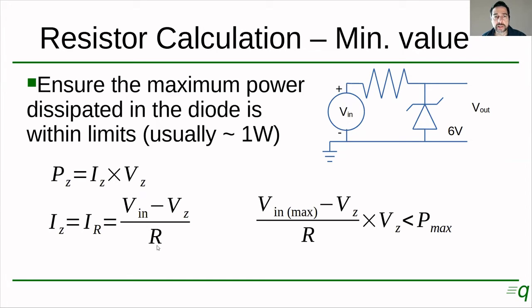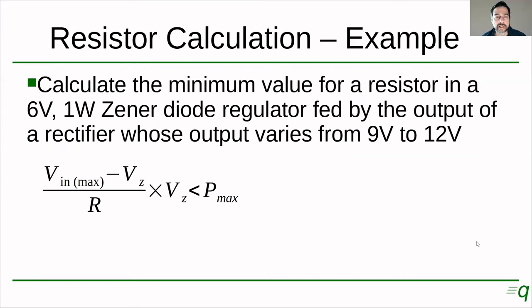And substituting this current into the power equation, we end up that the maximum input voltage minus the Zener voltage, over the resistor, times the Zener voltage has to be lower than the maximum power allowed to be dissipated on the Zener diode. Okay, so let's calculate an example.